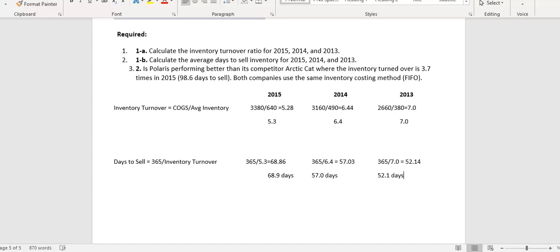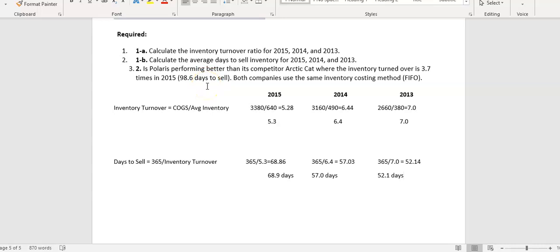So in 2013, our inventory that we purchased remained in inventory unsold 52.1 days. In 2014, it sat in inventory 57 days, and by 2015, over 2 months, it sat for 68.9 days. So things are getting worse for Polaris, but let's compare Polaris to Arctic Cat. In number 2 here, it asks us, is Polaris performing better than its competitor Arctic Cat, whose inventory turnover is 3.7 with 98.6 days to sell, more than 3 months.